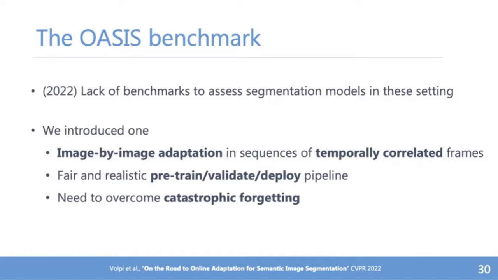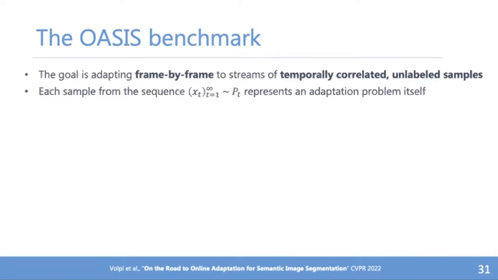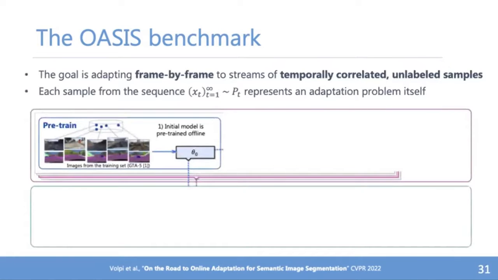So here we have to do image adaptation in sequences of temporally correlated frames. Think about a robot exploring this room, and it needs to adapt sample by sample. And we devised what we thought is a fair and realistic pre-train, validate, and deploy pipeline, and a dataset where catastrophic forgetting is an issue. So first stage, the model is trained offline on your dataset.